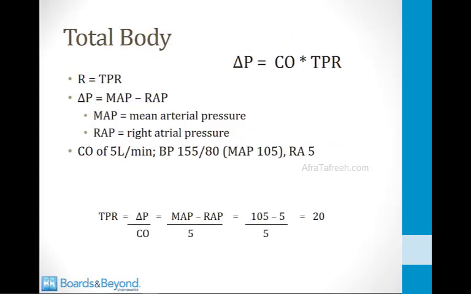So now let's talk about how we would actually use the flow equation to estimate some values for the total body. So for the total body, the resistance is the total peripheral resistance. The change in pressure as blood flows through the total body is equal to the mean arterial pressure minus the right atrial pressure. And just to make this very clear, blood leaves the heart to go through the total body with a pressure of the mean arterial blood pressure.